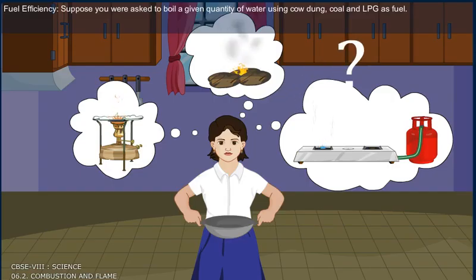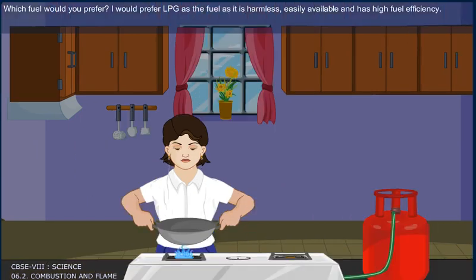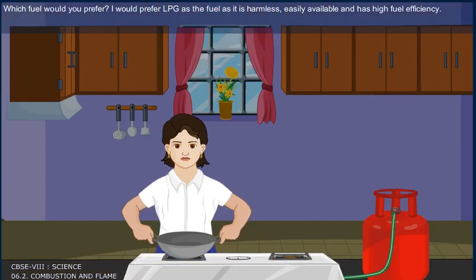Fuel efficiency. Suppose you were asked to boil a given quantity of water using cow dung, coal and LPG as fuel. Which fuel would you prefer? I would prefer LPG as fuel as it is harmless, easily available and has high fuel efficiency.